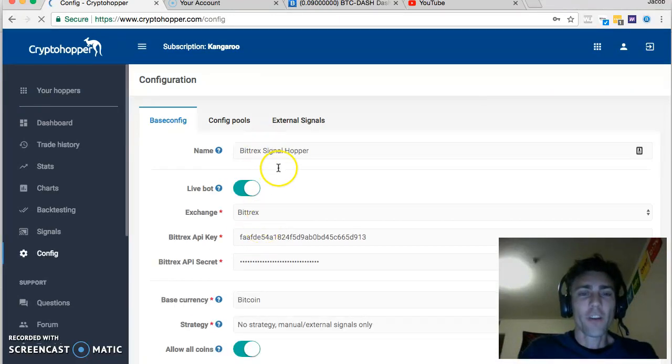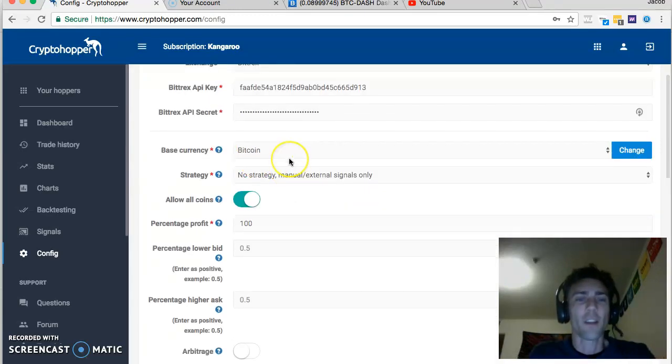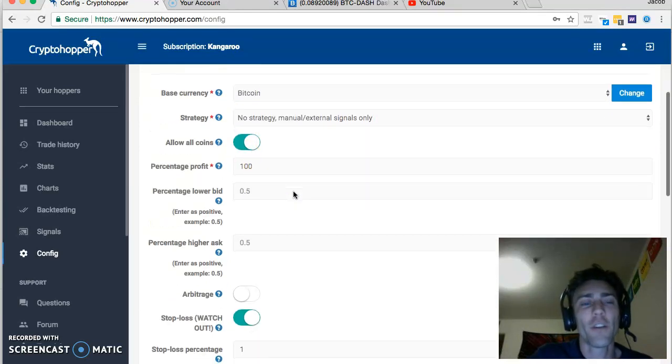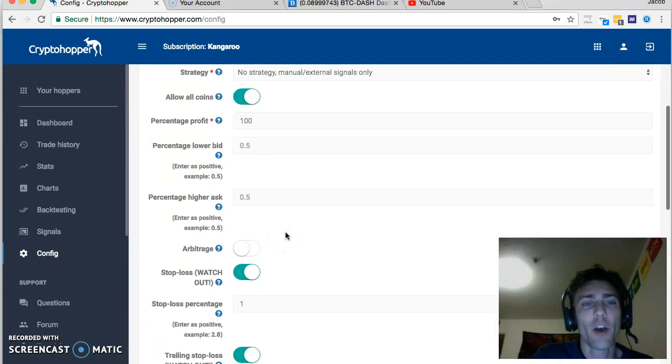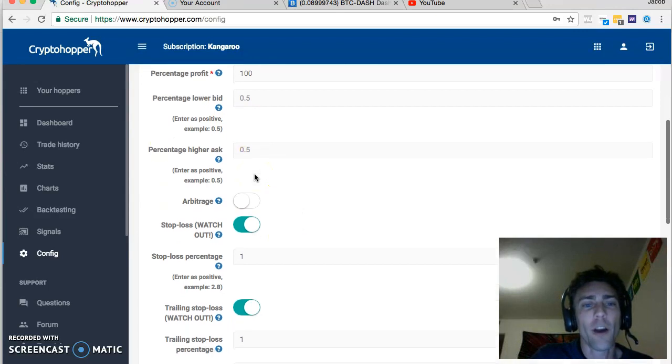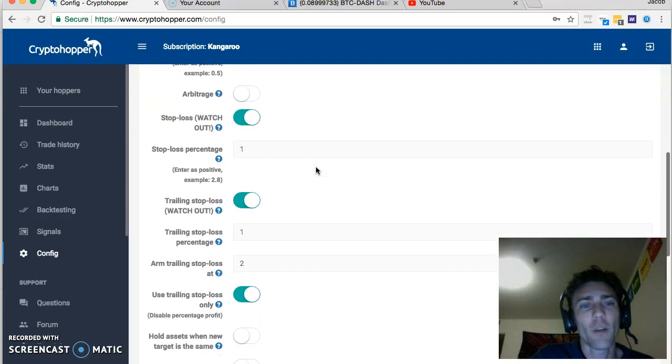All right, configuration is on the Bittrex signal hopper with Bittrex. Bitcoin is the base currency to collect in. No strategy, just manual external signals only, allowing all coins so that you can catch all signals. Percentage profit 100%, that's going to be overridden by a setting down below. Not using percentage lower bid or higher ask. Not using arbitrage, though you could without it conflicting with this.